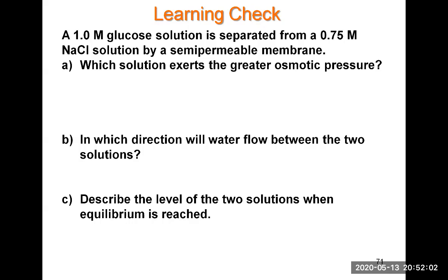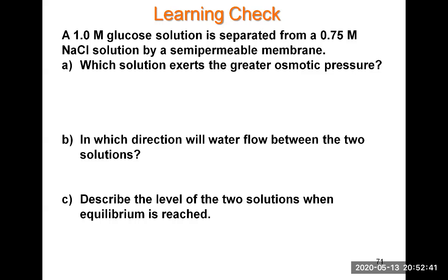So this time we have a 1 molar glucose solution that is separated from a 0.75 molar NaCl solution. And they are separated by a semi-permeable membrane, which means they cannot move across the semi-permeable membrane. So they are stuck each on their side. So let's say we have the 1 molar glucose solution on the left and the 0.75 molar solution on the right. So we have to decide which solution exerts the greater osmotic pressure.